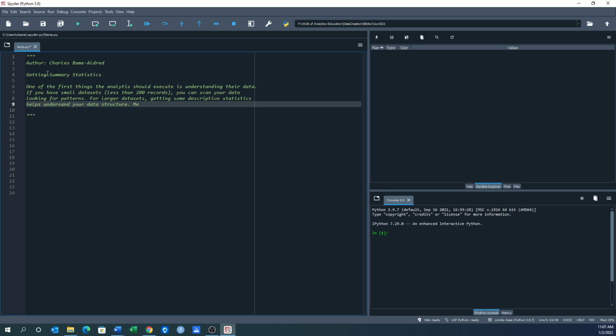So measures around central tendency, dispersion, and skewness of your data are all useful statistics for you to examine.